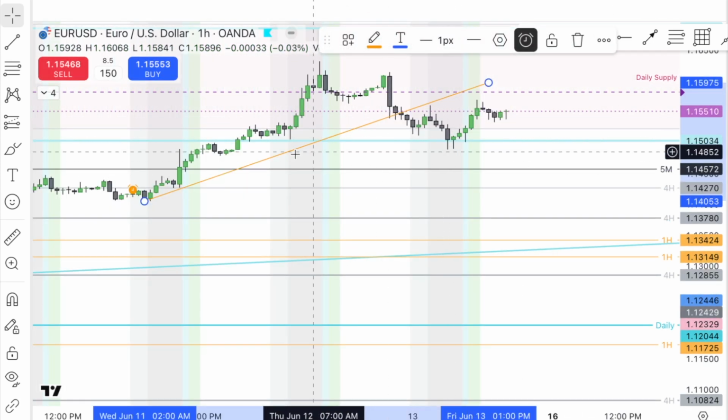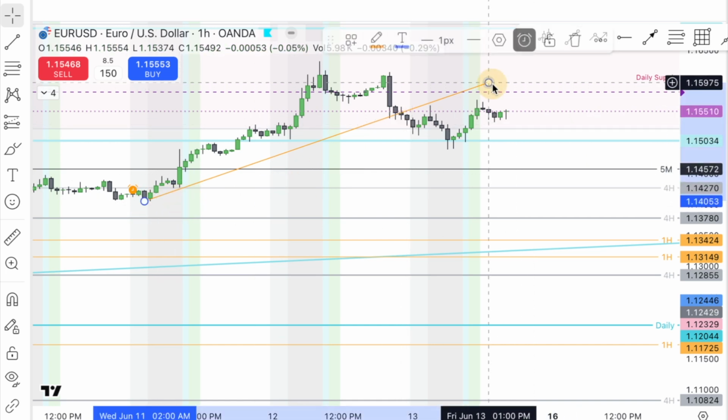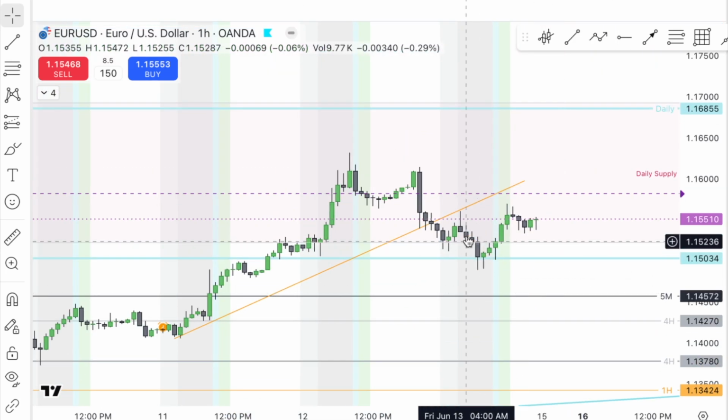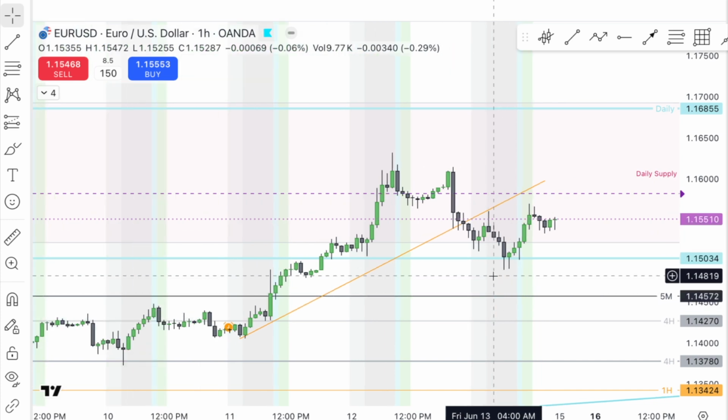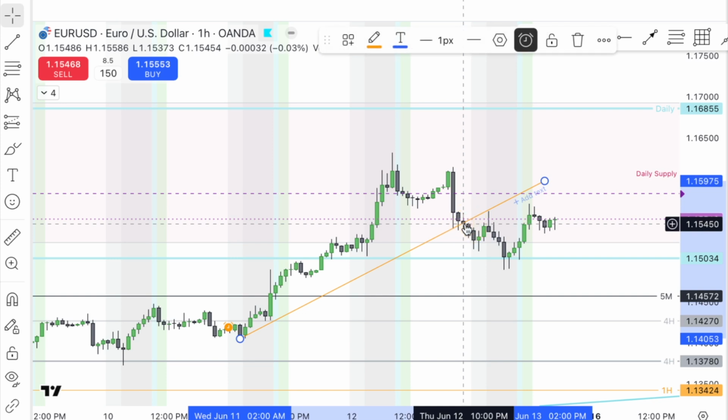And then I can go down to the 1-hour and take a look. So I've got 3 touches on this 1-hour trend line. And we'll see if it touches again this week and see if we can take a trade to the downside. But we'll have to wait and see.